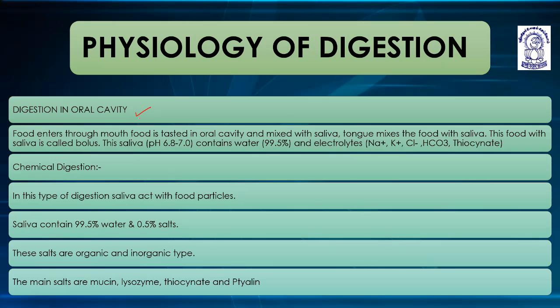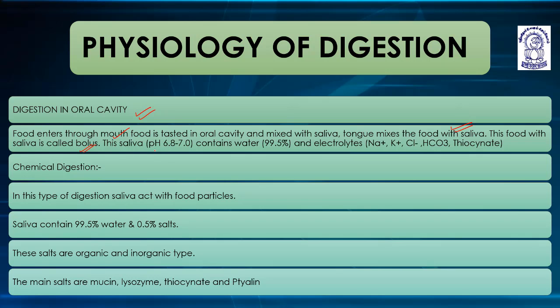The first is the digestion of food in the oral cavity. Food enters through the mouth. Where ingestion happens, the food is tasted in the oral cavity and mixed with saliva. The tongue helps in mixing the food with saliva. This food with saliva is known as what?